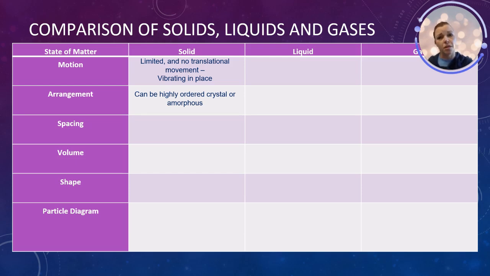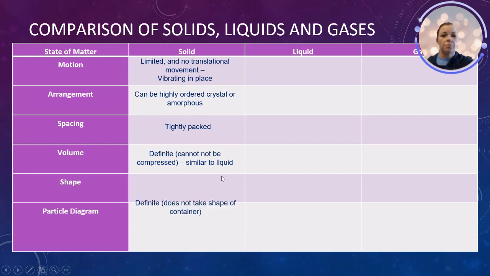Their arrangement can vary, though. They can be highly ordered crystals, like as we saw with ionic solids, or they can be amorphous, like you might see with a molecular solid, where it's more powdery. The spacing is generally tightly packed with not much space in between. They are in contact with each other. They're touching each other. The volume is definite. They cannot be compressed. And that is because of that tight packing.